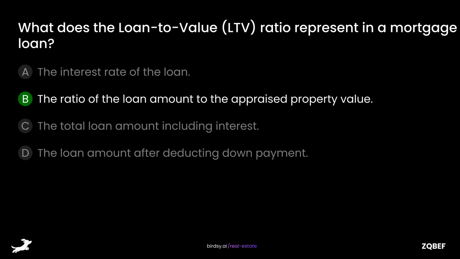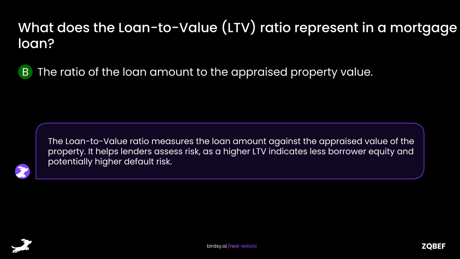The answer is B. The ratio of the loan amount to the appraised property value. The loan-to-value ratio measures the loan amount against the appraised value of the property. It helps lenders assess risk, as a higher LTV indicates less borrower equity and potentially higher default risk.